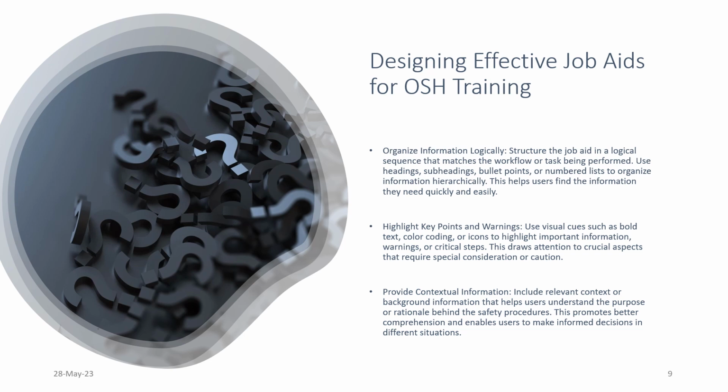Use a lot of visual cues such as certain types of colors, fonts or icons to highlight important information or a certain level of warning. And you need to provide contextual information, like relevant context or background information that helps users understand the purpose or rationale behind the safety procedures. This promotes better comprehension and enables the information to be applied in different situations.